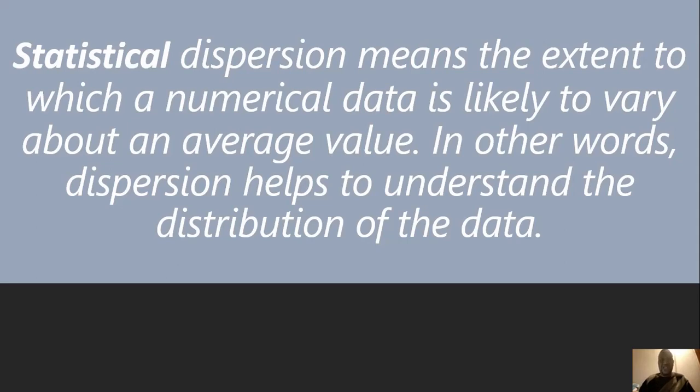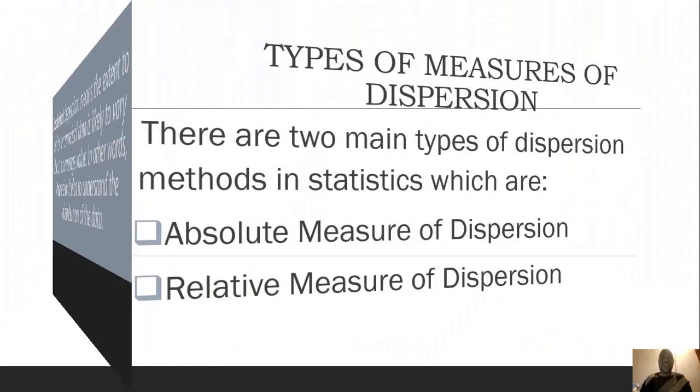Statistical dissipation means the extent to which a numerical data is likely to vary about the average values. In other words, dissipation helps us to understand the distribution of data. So we've got a number of measures of dissipation. These are the measures that help us to understand the spread within the distribution given.